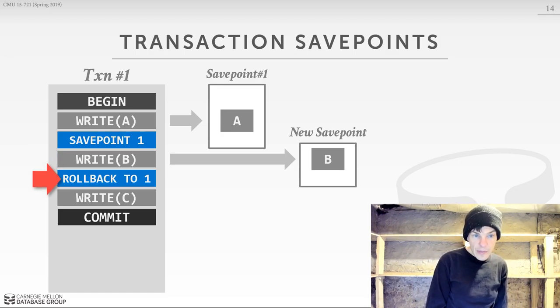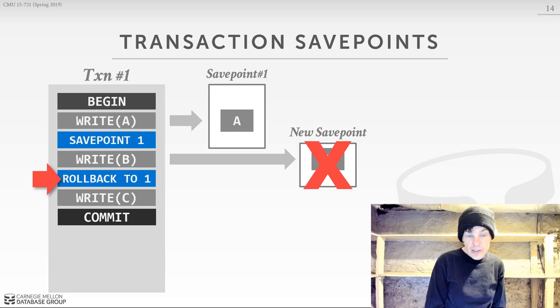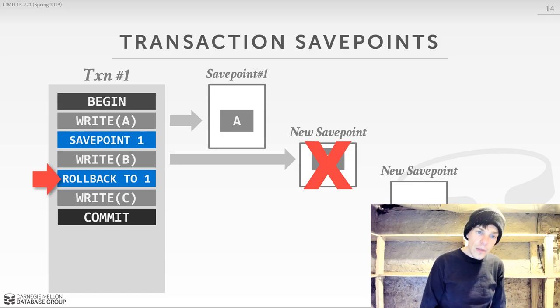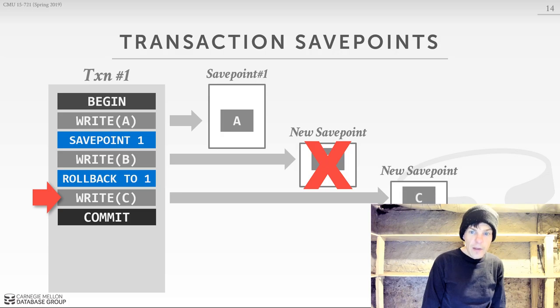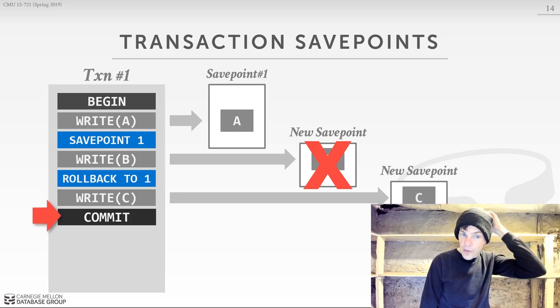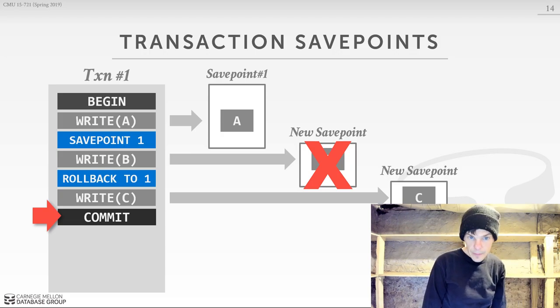So now we come back to maybe this command here and do a rollback on one. What's going to happen is we're going to blow away any modifications that we have outstanding in our save point, and we're going to essentially revert the database back to the state it was at save point one. So now we create a new save point, the implicit one, and now any writes go to that. And then when we commit, we see the changes that we made from A to C. We don't see the change we made to B.